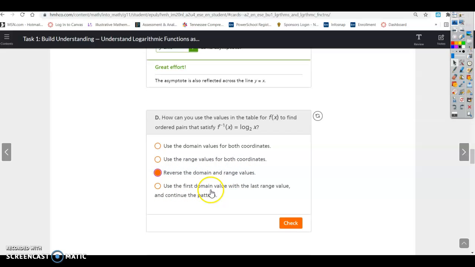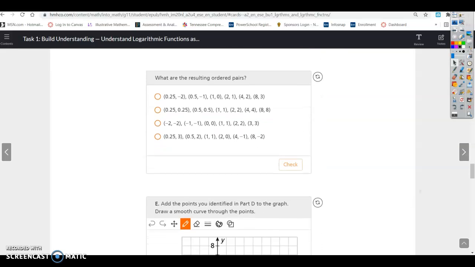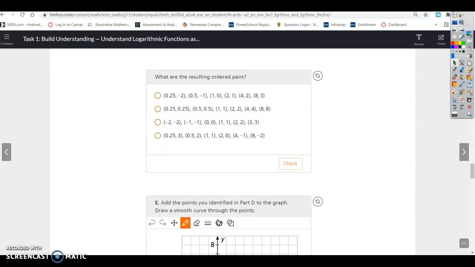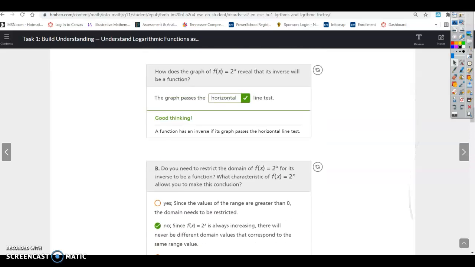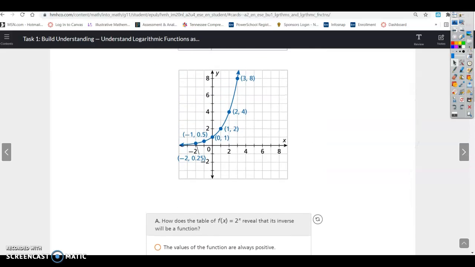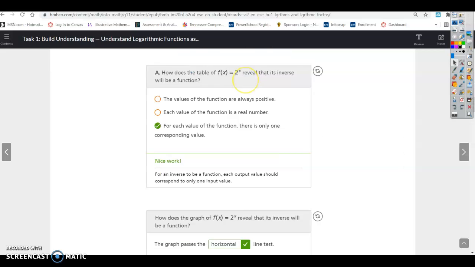Use the first domain value with the last. No, you don't want to switch up the ordered pairs. You just reverse the x and y. All right, it says, what are the resulting ordered pairs? All right, if you look back at the table, the table for the exponential function goes from negative 2 to 3, and it starts with 0.25 to 8. So the inverse will be 0.25, comma, negative 2, 0.5, comma, negative 1, etc.